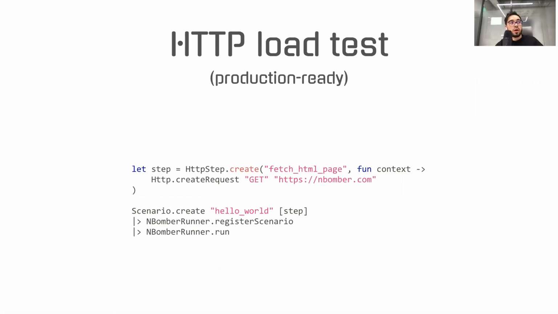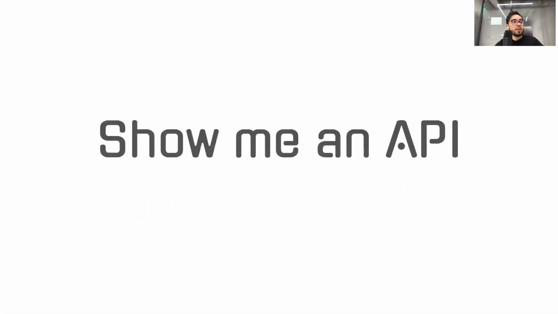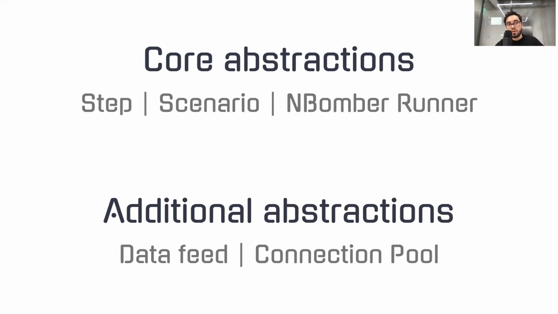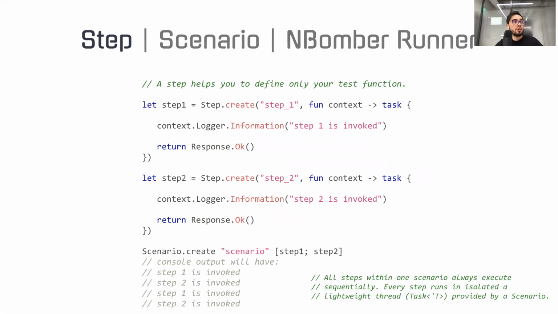And this is production ready. NBomber comes with an HTTP plugin that allows you to define an HTTP request in a nice kind of DSL. So you can use headers, set some body. It's pretty useful. So if you want to play with HTTP, you can get a first class API for this. Let me show you a few core abstractions. I will discuss only step and scenario that I mentioned already, and that's it. And we will go to the cluster.